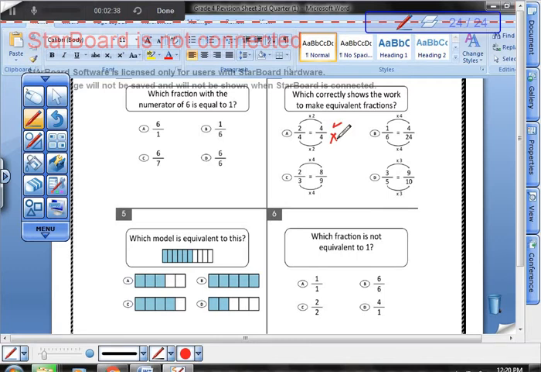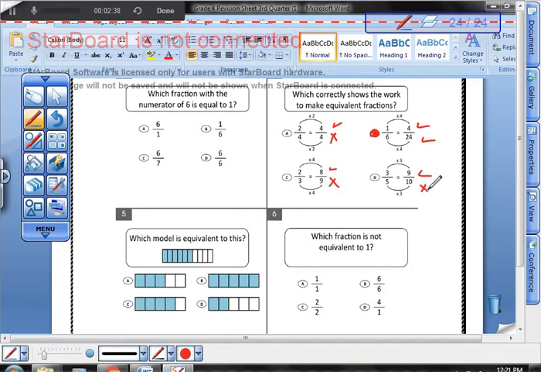Let's see number B. 1 times 4 equals 4. Yes. 4 times 6 equals 24. Yes. So this is the answer. We must make sure also from the rest. 2 times 4 equals 8. Yes. 3 times 4 is 9. No. 3 times 3, 9. Yes. 5 times 3, 10. No. 3 times 5 must be 15.